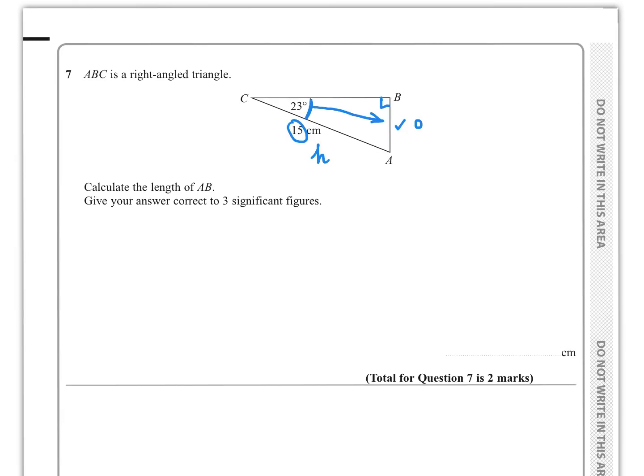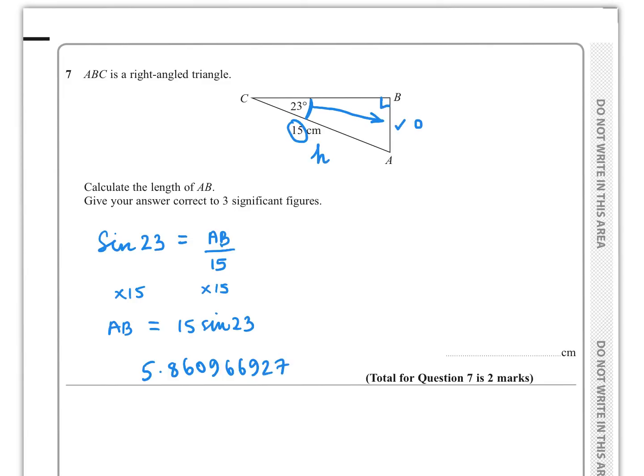So we know that we're going to be using the sine of the angle because sine is opposite over hypotenuse. So sine 23 will be opposite, which is what we want, AB, over 15. If we times both sides by 15, then AB should be 15 sine 23. So make sure your calculator's in degrees, and let's try this. 15 sine 23, and that gives me 5.860966927. Always write what's on the calculator display and then look for what it wants. It wants 3 significant figures. So the first, the second, the third, that's going to be 5.86 centimetres, and just write in brackets 3SF.